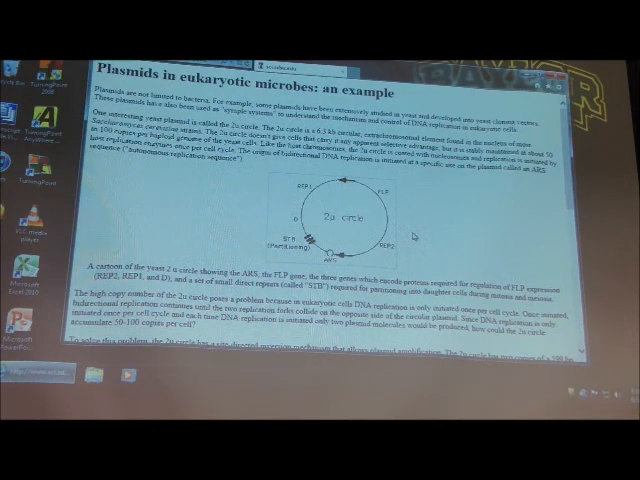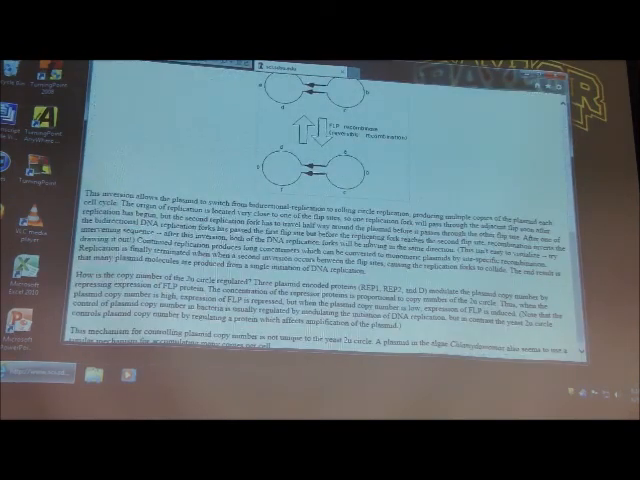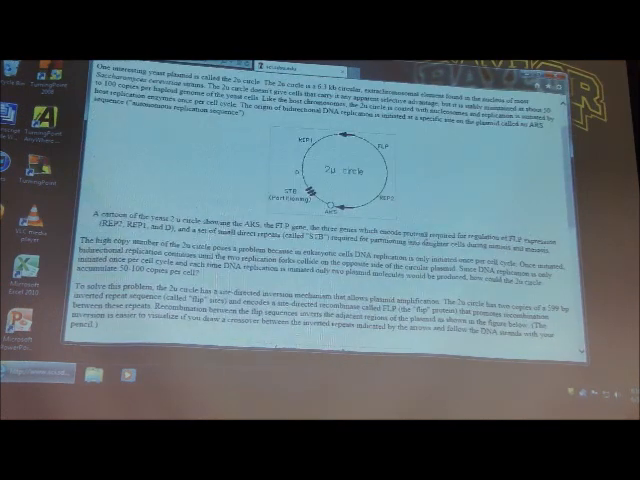It acts just like a regular plasmid. It has the origin of replication, the ORI site, but in yeast language we call that ARS, autonomous replicating sequence. So that's different. And then we have the rep proteins, which are responsible for replication.